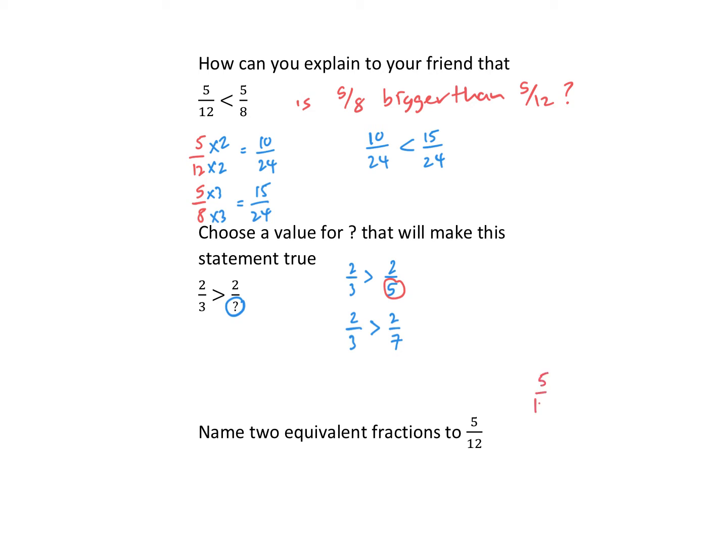Again, you could multiply the denominator by any value that you want, as long as you do the same to the numerator. So 10 over 24 would be equivalent. I could also divide. That's not going to work with the 5, so let's just stick with multiplying. So let's make it 3 times bigger. So that would be 15 over 36. So those are equivalent fractions.